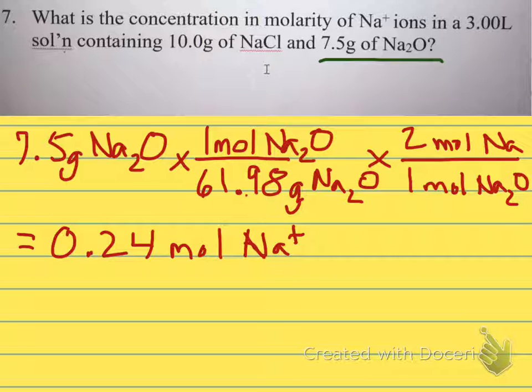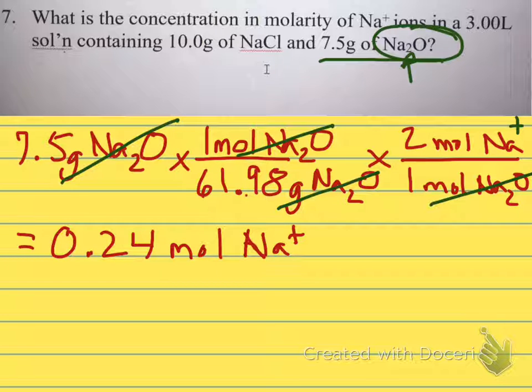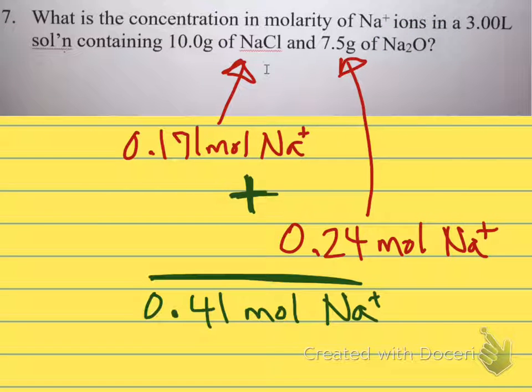Just like we did with the sodium chloride, I take my initial grams of sodium oxide. I convert from grams of sodium oxide into moles of sodium oxide using molar mass. Then I convert from moles of sodium oxide into moles of sodium ions. I see that there are 2 sodium ions for every 1 of those compounds. So there are 2 moles of sodium ions for every 1 mole of sodium oxide. After doing the math, I get 0.24 moles of sodium ions.